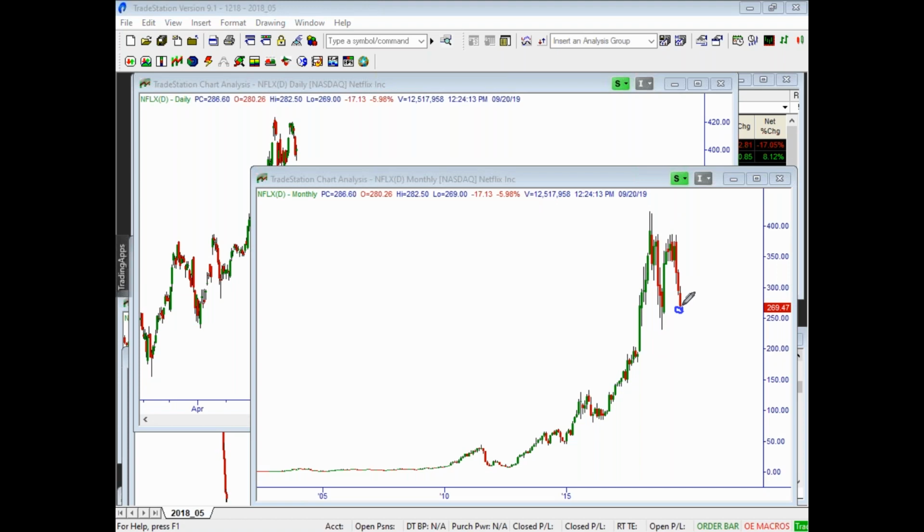Netflix. So this is basically looking like it's going to go into a triangle. Look at that previous low there, that's going to be the support zone. We should get some sort of reaction off of that zone, but I don't know how well it's going to hold. Netflix is really kind of struggling with what it's going to do now that it has so much competition.